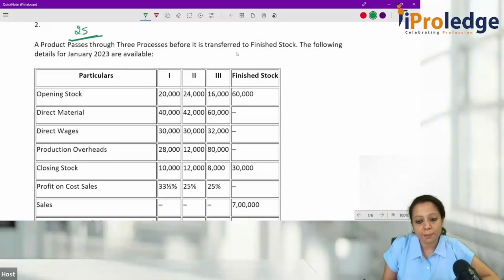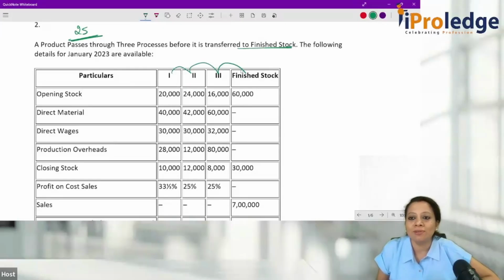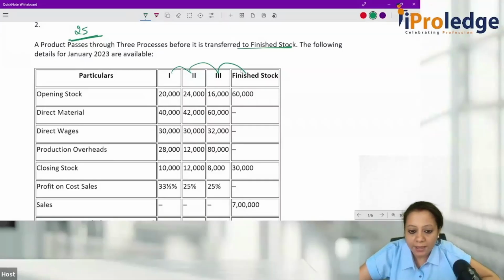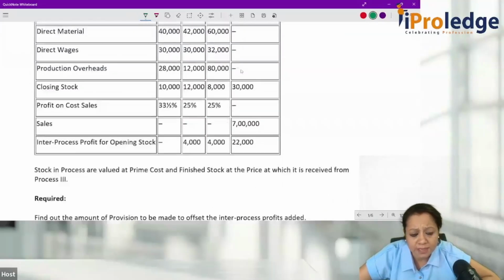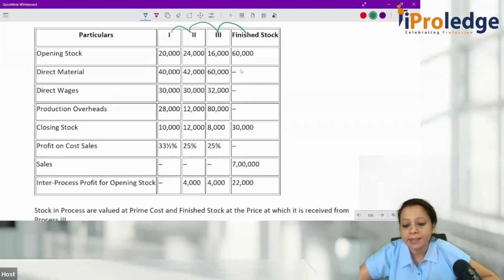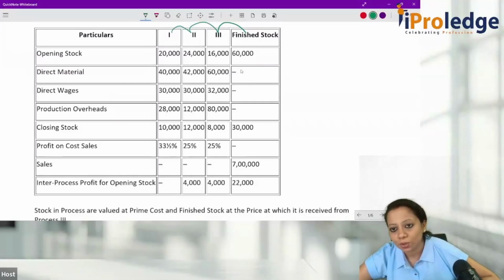A product passes through three processes before it is transferred to the finished stock. So 1, 2, 3, and only then does it go to the finished stock. The following details for January 23 are available: opening stock, direct material, direct wages, production overheads, closing stock, and profit on cost of sales. The percentage is given, and sales is given. Why only for the last item? Because that is the finished stock, which is what is sold.